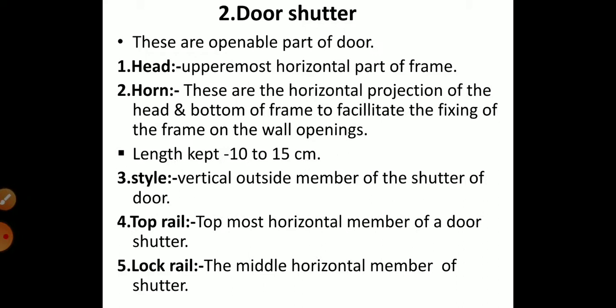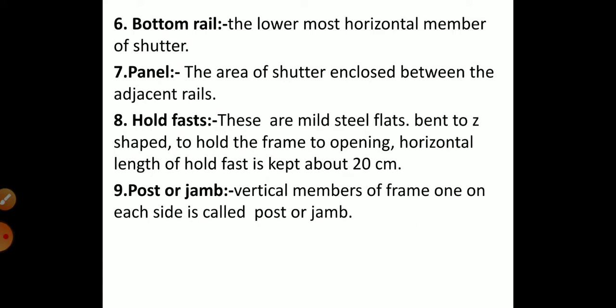Then the stile is the vertical outside member of the shutter of a door. The top rail is the topmost horizontal member of a door shutter, and the lock rail is the middle horizontal member of the shutter. Next is the bottom rail, the lowest horizontal member of the shutter. Panel means the area of the shutter enclosed between the adjacent rails. Hold fasts are mild steel flats bent to a Z shape, and they hold the frame to the opening. The horizontal length of the hold fast is kept at about 20 centimeters. Then the next is the post or the jamb.